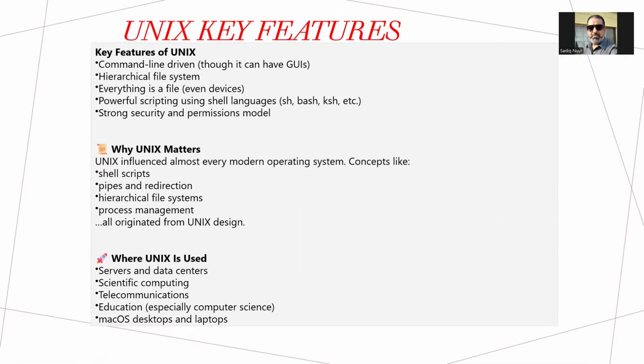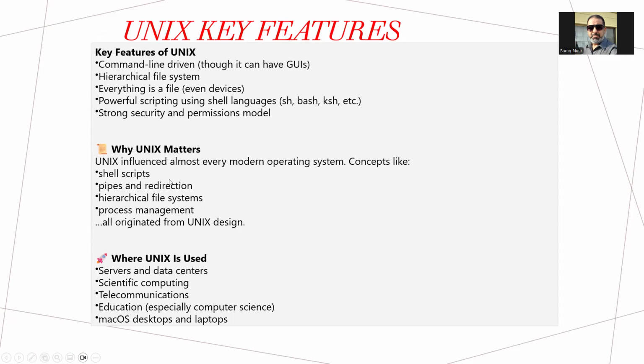So what are the Unix key features? One is that it is command-line driven. It can have a graphical user interface, and a hierarchical file system. Everything is a file in Unix, even devices. Powerful scripting using shell languages like SH, BSH, and KSH. Strong security and permission model.